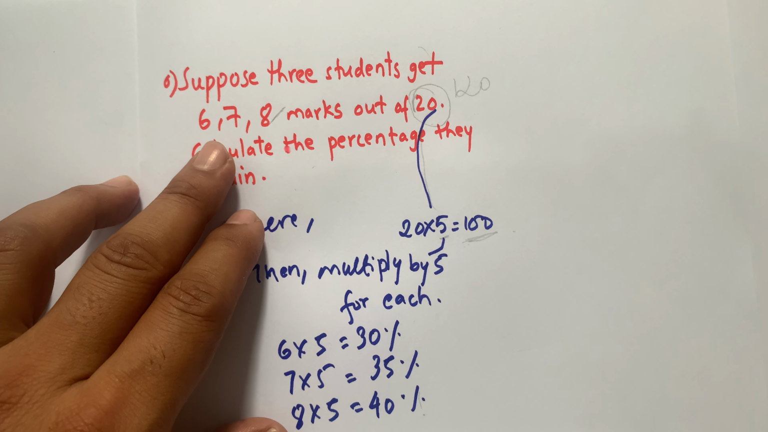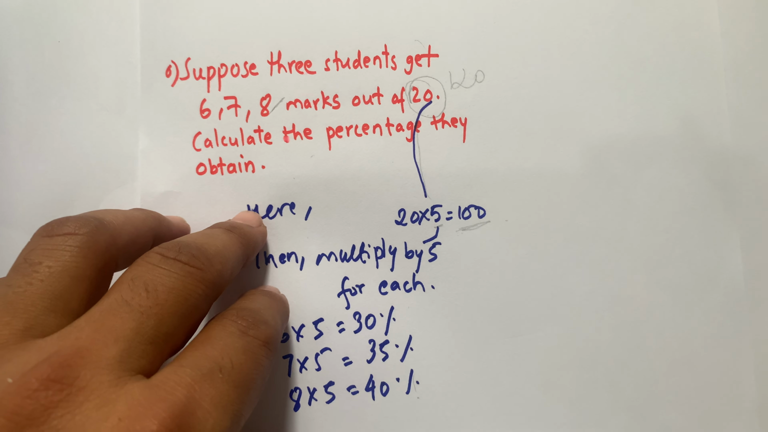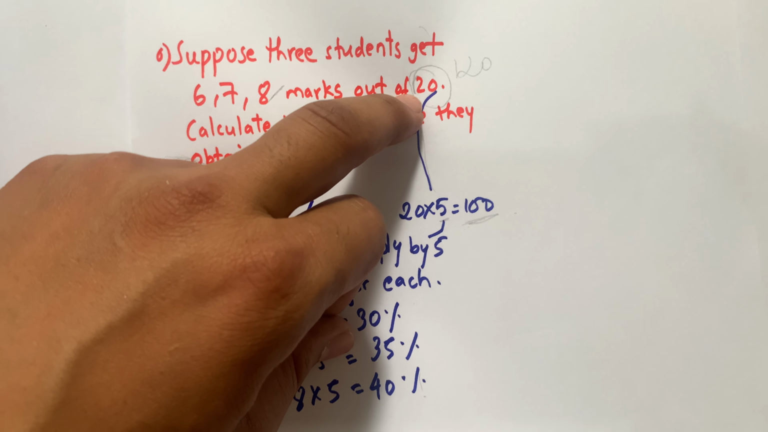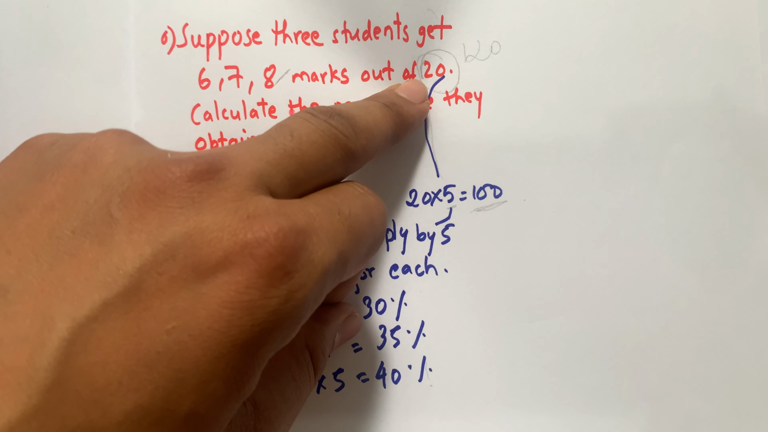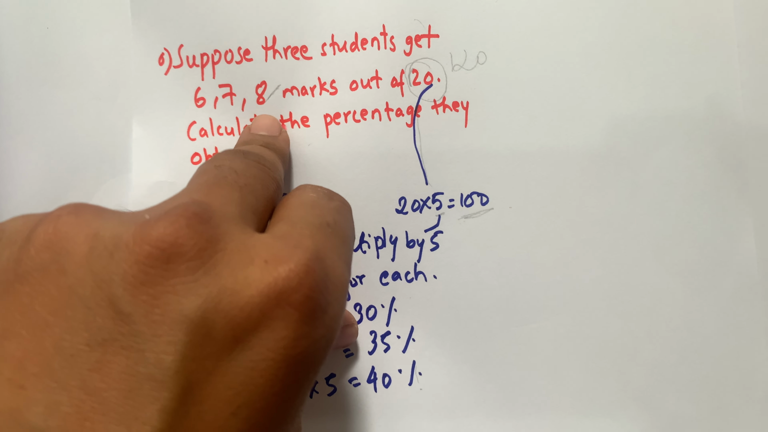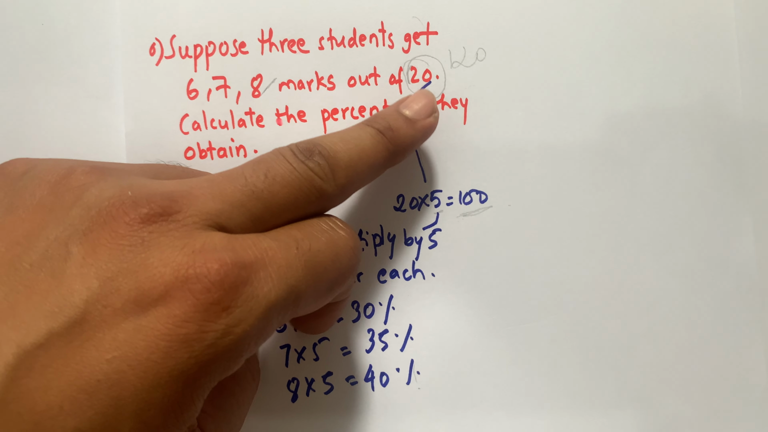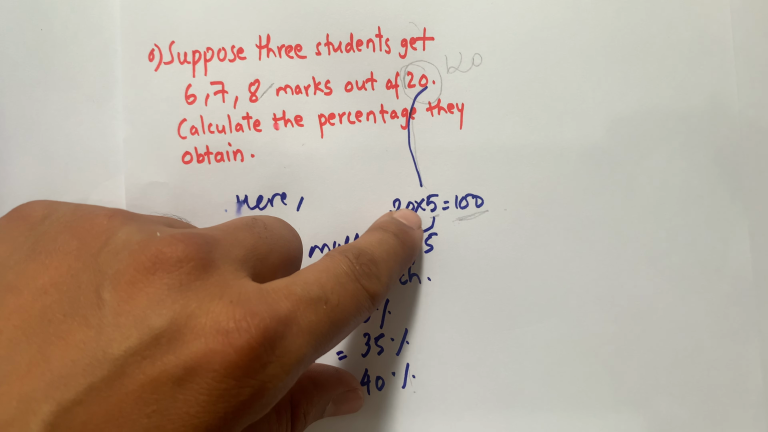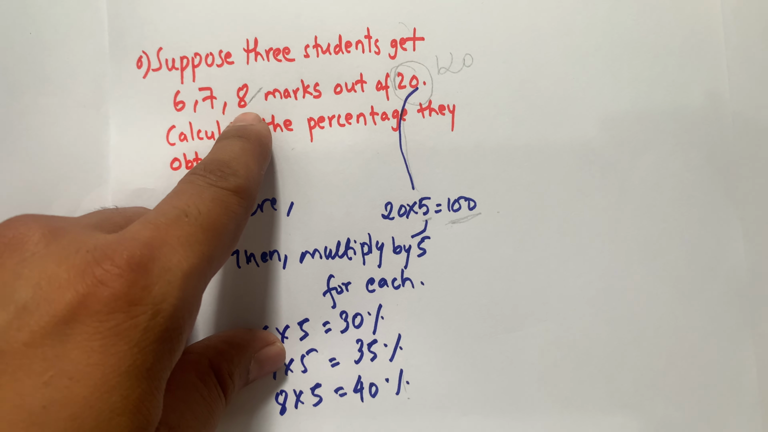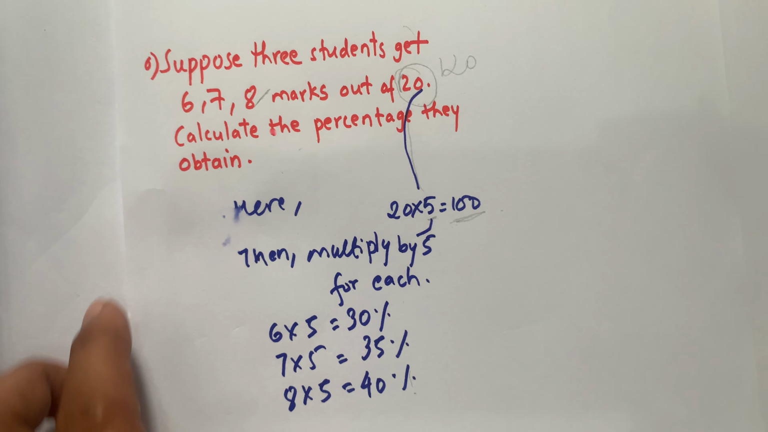Here suppose 3 students got 6, 7, 8 marks out of 20. Calculate the percentage they obtain. In this type of question, always look at the number out of which you have to find percentages. There it is 20. In 20 we have to find the percentage for 8, 7 and 6. It means convert this into 100. To convert it into 100 we have to multiply by 5. So in each case just multiply by 5 and you will get the percentage. 6 into 5, 7 into 5, 8 into 5, 40. Very easy.